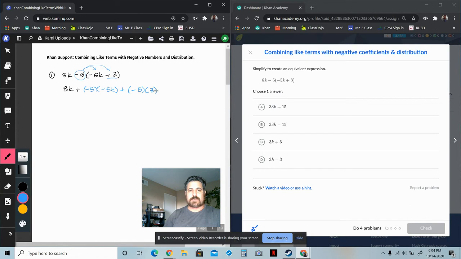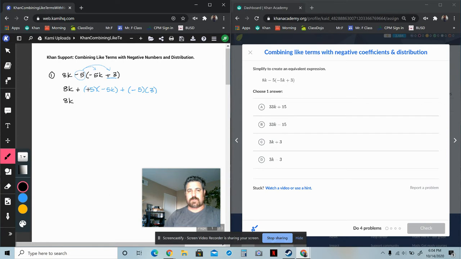Now, ultimately, do you always have to show this step? No, most of the time we do that step in our head, but I want you to see what you're actually doing there. Okay? And then we just go through it like normal. So remember, the pluses and minuses outside of parentheses are separators. So really, this is just 8k.